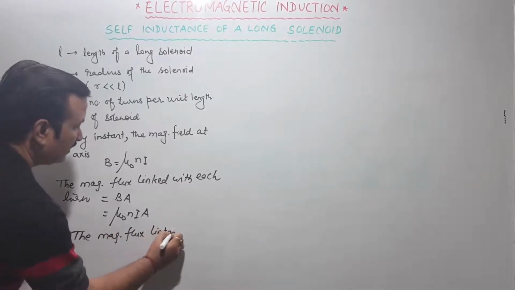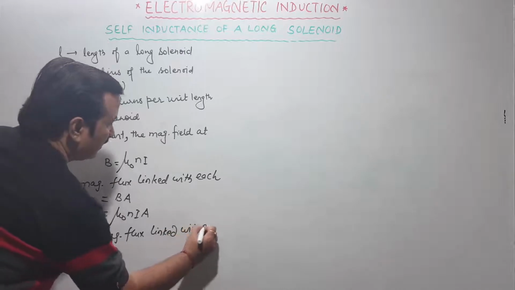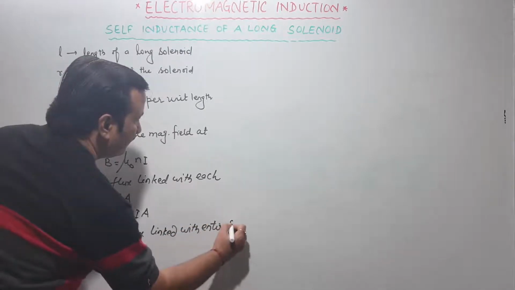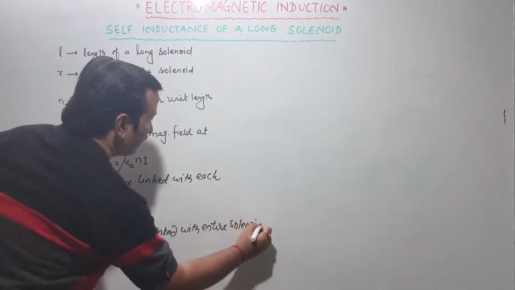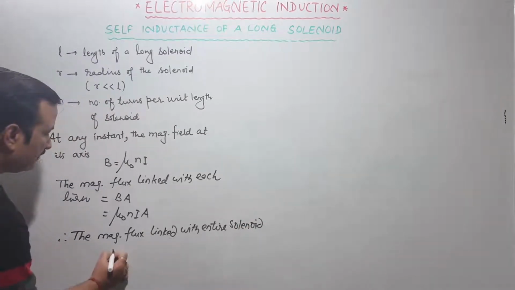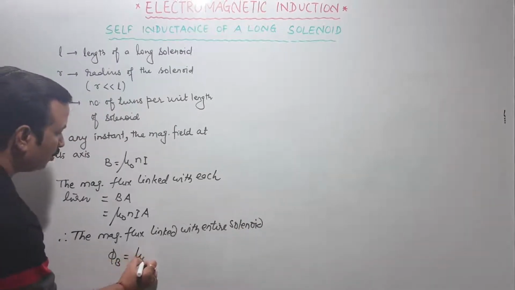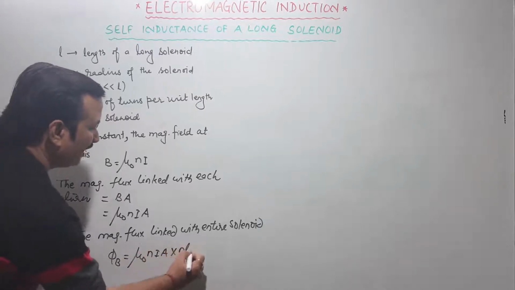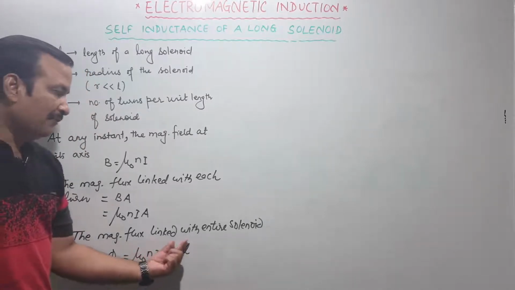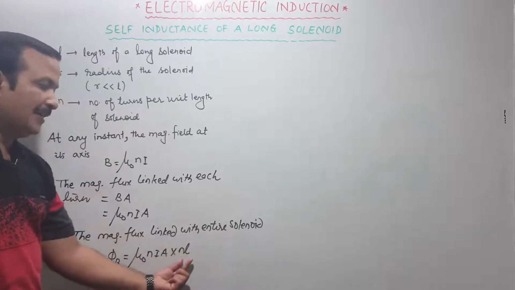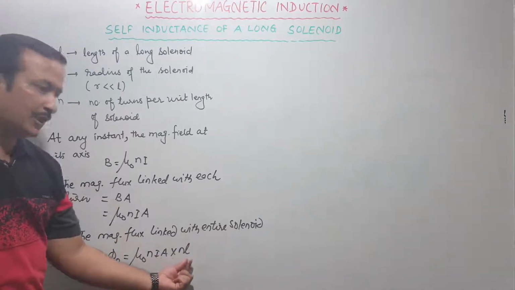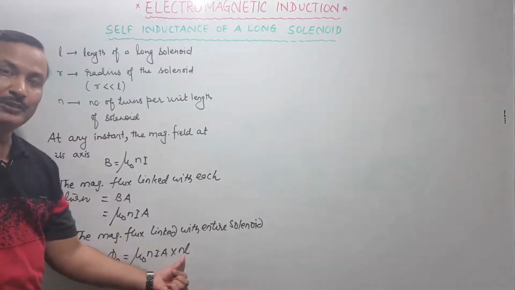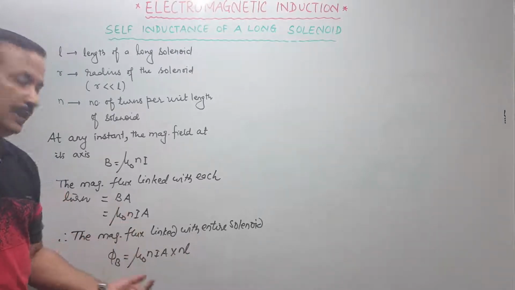linked with the entire solenoid will be, say, phi equal to mu naught n I A into N into L. So when we are finding it for the entire solenoid, we need to multiply it by the total number of turns. What will the total number of turns be? N into L, because n is the number of turns per unit length.